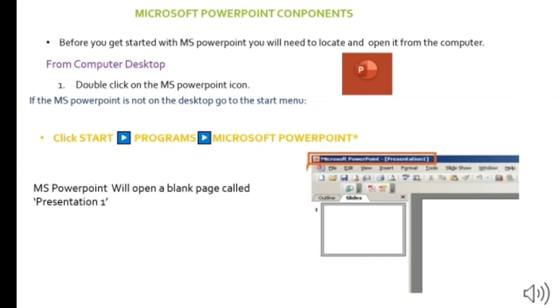Next, you have to see Microsoft PowerPoint components. Before you get started with Microsoft PowerPoint, you will have to locate and open it from the computer. It may be on your desktop, so double click on the Microsoft PowerPoint icon. If it is not available, then go to Start menu, Programs and Microsoft PowerPoint. Sometimes Microsoft PowerPoint will be in a folder called Microsoft Office or similar. This will make one more step between programs and Microsoft PowerPoint.